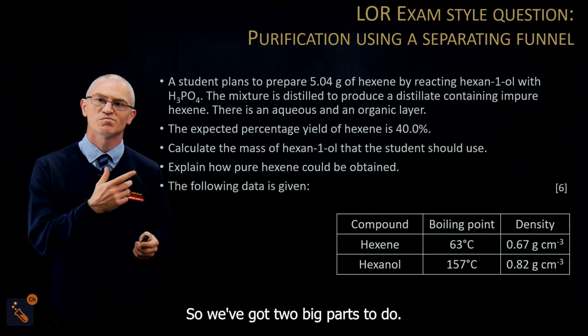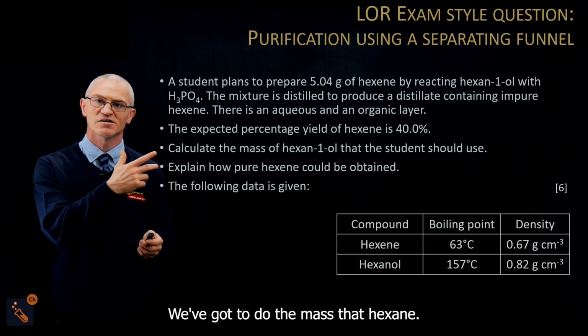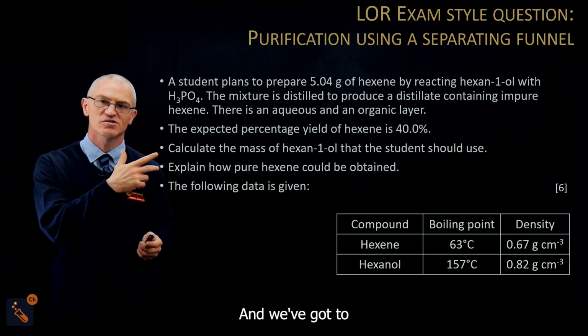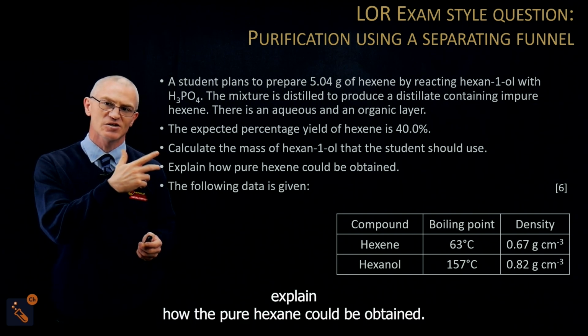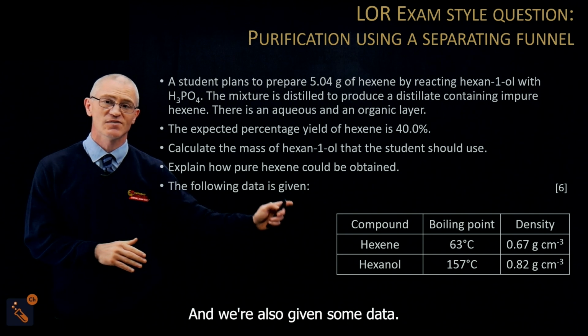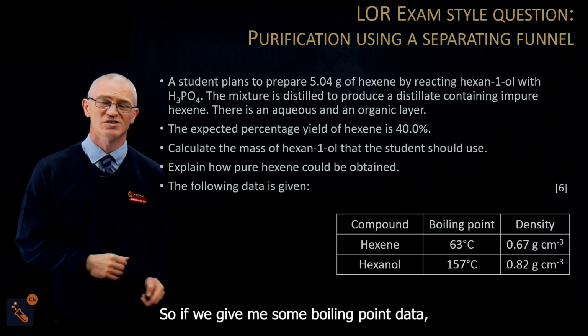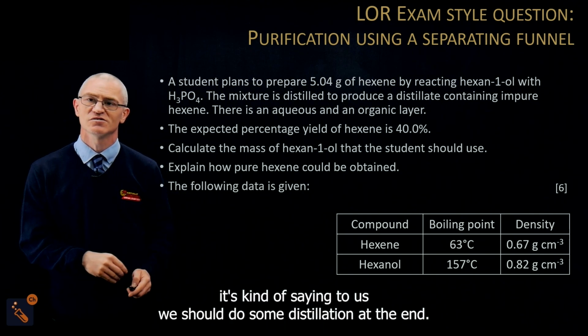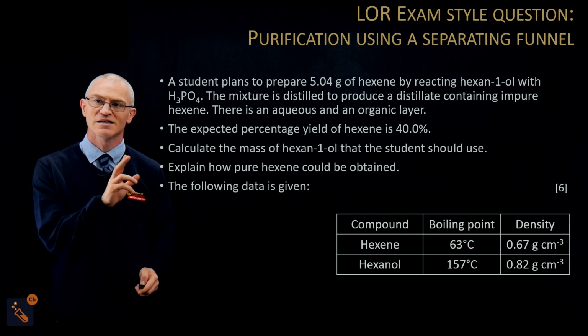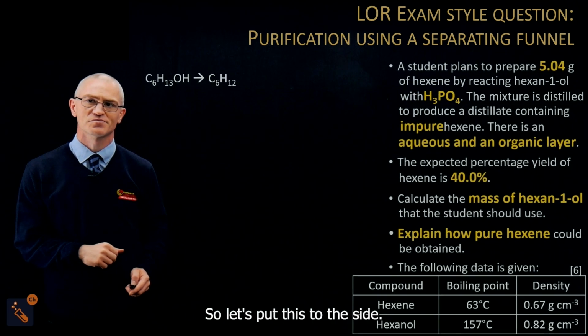So we've got two big parts to do. We've got to do the mass of that hexane 1-ol, and we've got to explain how the pure hexene could be obtained. And we're also given some data. So if we're given some boiling point data, it's kind of saying to us we should do some distillation at the end. So let's put this to the side.